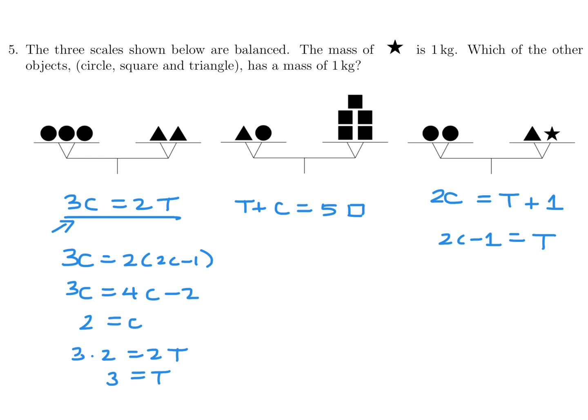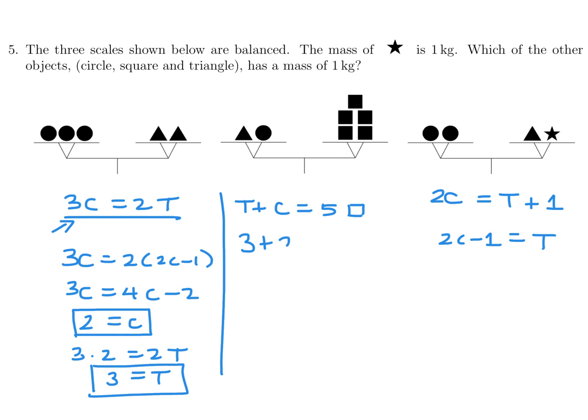And what are we trying to figure out? Which of the other objects has a mass of 1? Well, so far, the circle has a mass of 2 and the triangle has a mass of 3. If I plug that into there, that means that 5 is equal to 5 squares. So that square is equal to 1. So there we go. The square is the one that has a mass of 1. So that would be the answer.